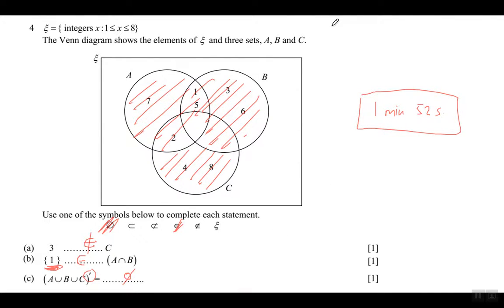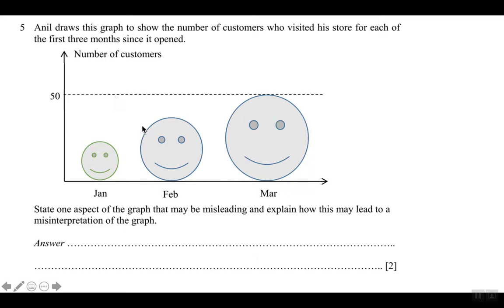Okay, stop. Next. Number 5. Okay, so let's do it. Anil draws this graph to show the number of students with curriculum.